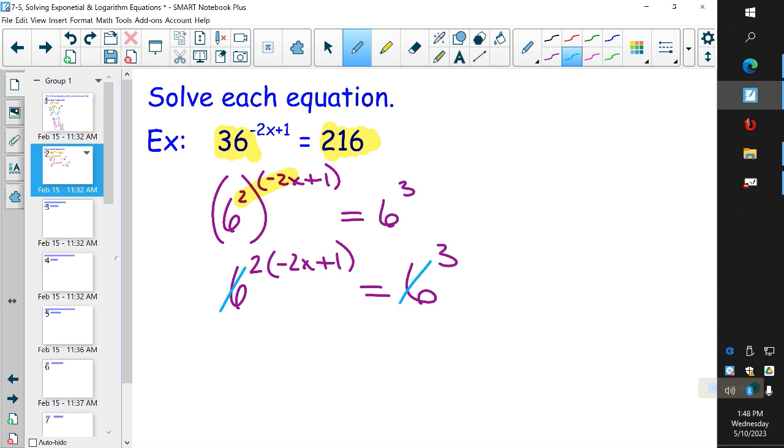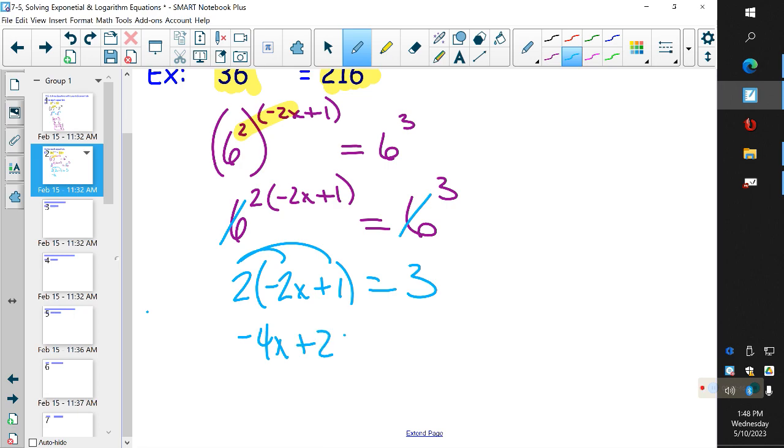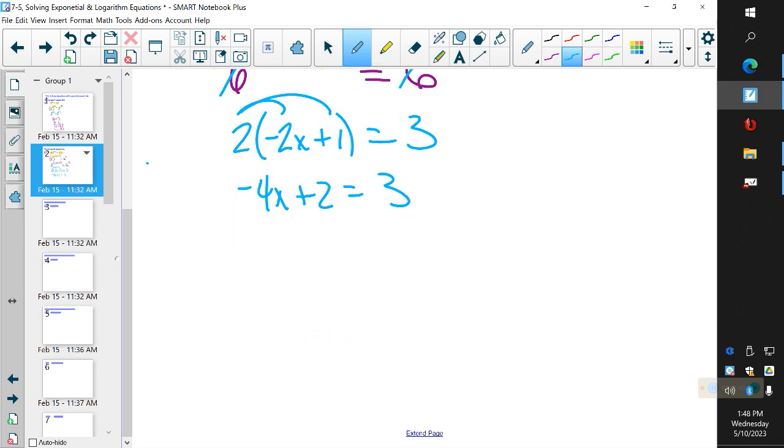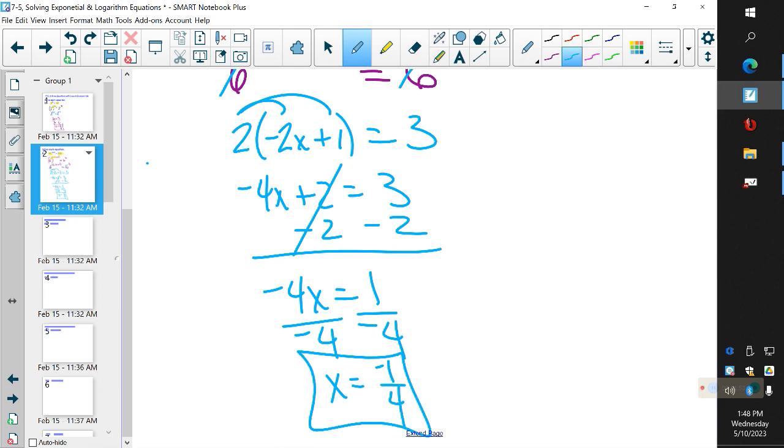From here, my bases cancel out, and I'm left with 2 parentheses negative 2x plus 1 is equal to 3. So I'm going to distribute: negative 4x plus 2 is equal to 3. And I'm going to simply solve for x by subtracting 2, dividing by negative 4, and I'm going to get x is equal to negative 1/4. Okay?